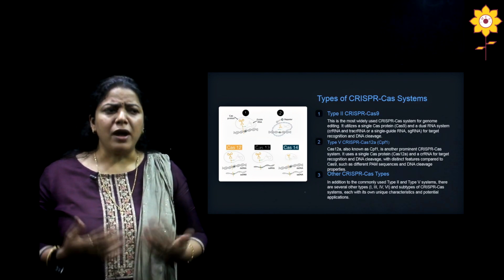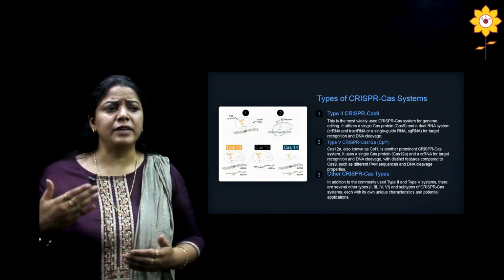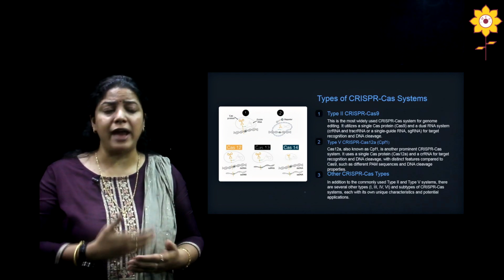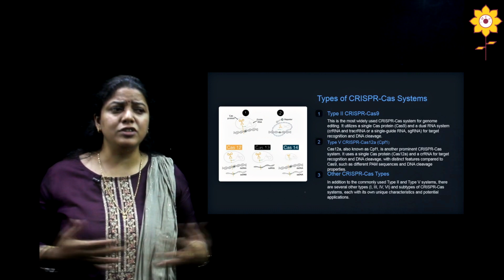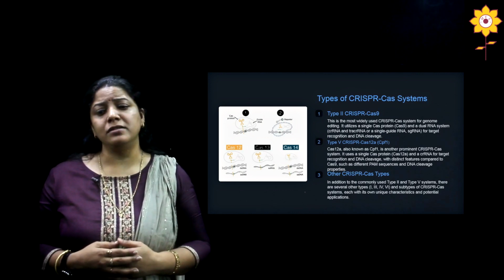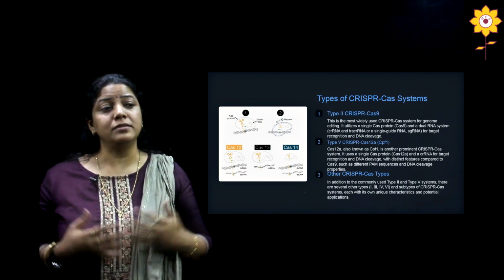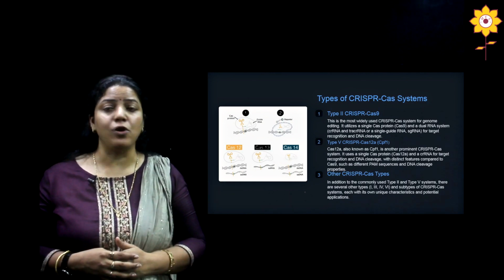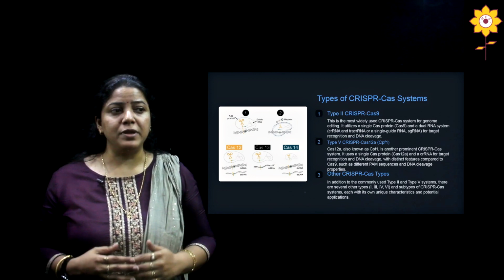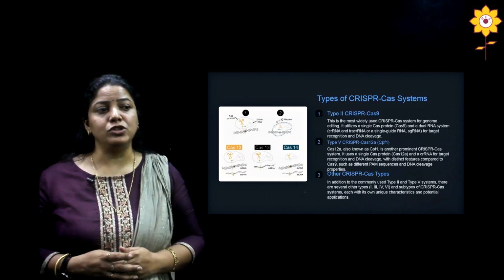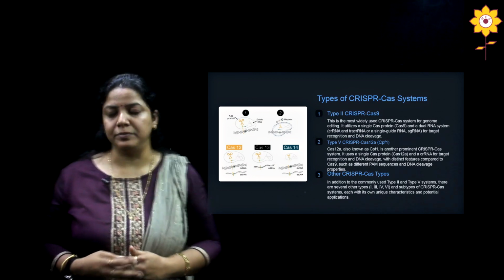And then apart from this, we also have your type 1, type 3, type 4 and type 6, which have different unique characteristics. And as the technology advances, we may also utilize these different types of Cas proteins in genome editing. At present, the ones that we are using are your type 2 and type 5.